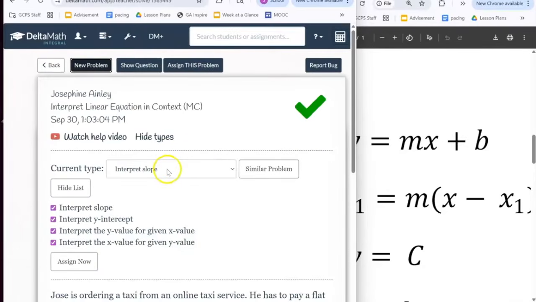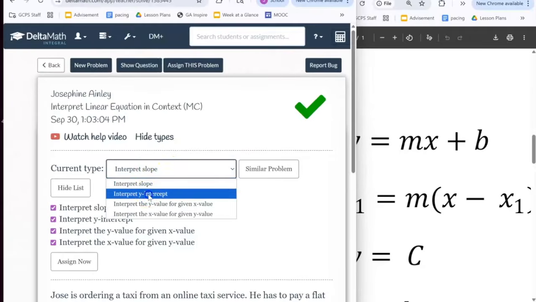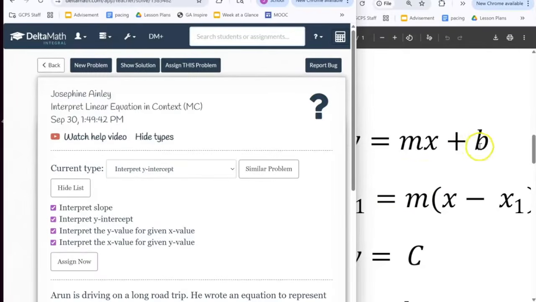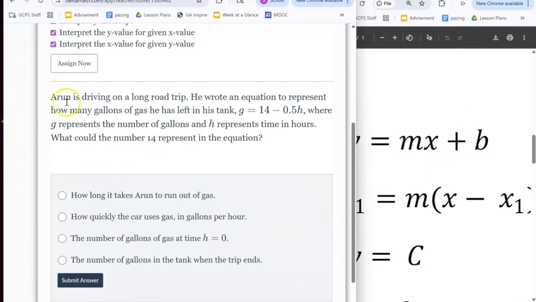All right, there are 4 types of questions. So we've covered interpret slope. I'm now going to cover interpret the y-intercept. So again, the y-intercept is the plus b, the number that happens 1 time. So once again, we're going to start on our question.